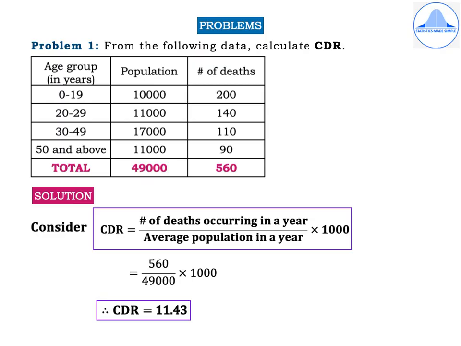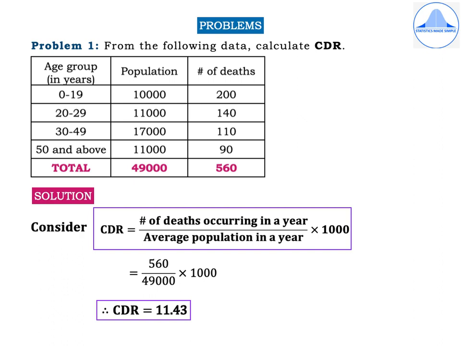Problem 1. From the following data, calculate CDR. In the table, in the first column, we have age group in years: 0 to 19, 20 to 29, 30 to 49, 50 and above. Population: 10,000, 11,000, 17,000, 11,000. The number of deaths are 200, 140, 110 and 90.